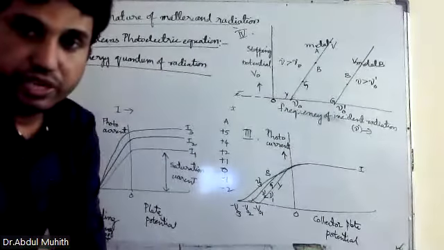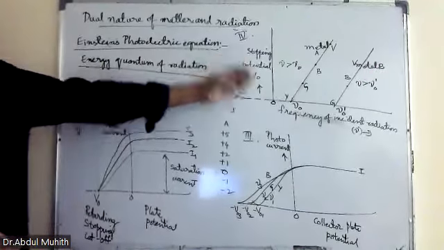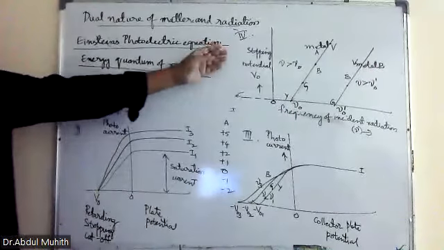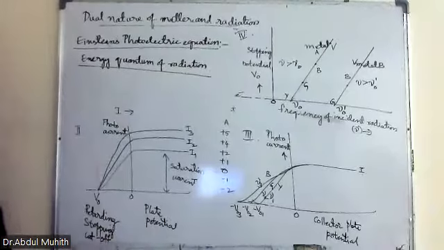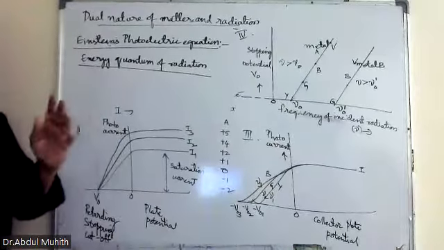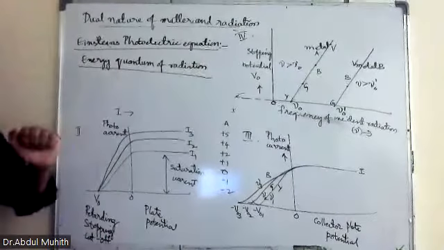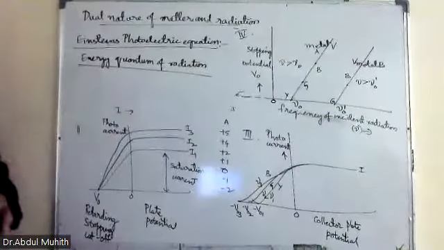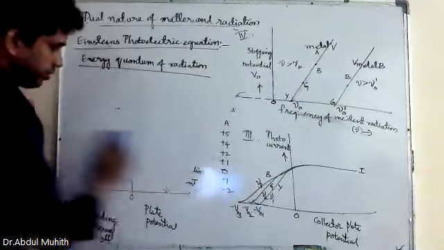In this situation, they can give a graph and ask the question, or they can ask just like stopping potential: draw the variation of stopping potential versus frequency of incident radiation. They can ask like that, or photocurrent versus collector plate potential. Such type of question can be asked, and they will ask the behavior of that. Maybe they will not give the graph. If they give the graph, it is easy.